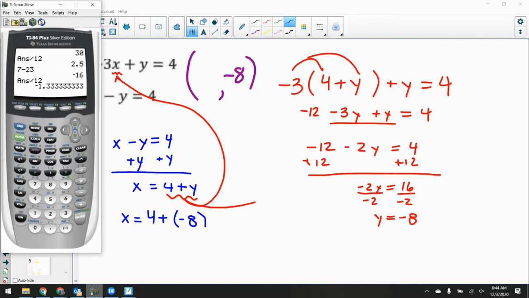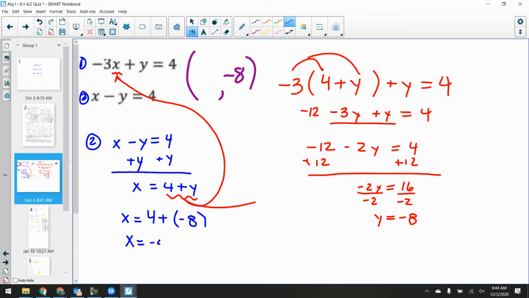All right, so I go to my calculator here and I say 4 plus a negative 8. And that is negative 4. So my final answer is negative 4, comma negative 8.